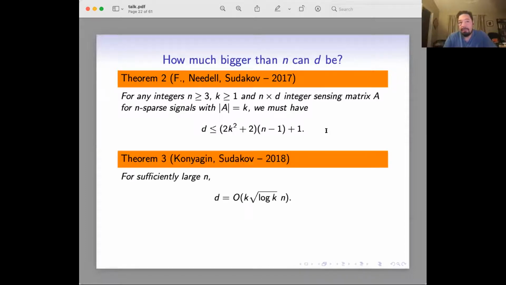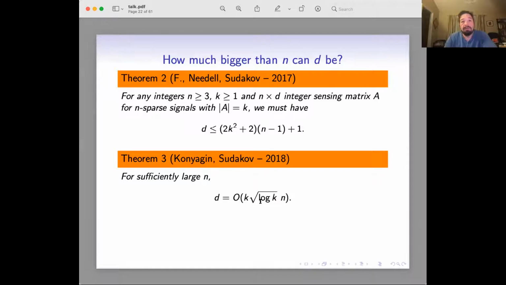Well, that is not optimal. In fact, this result was quickly improved. This bound was improved by Kanyagin and Sudakov just shortly after. So they proved that for sufficiently large n, it's possible to take D to be big O of k times square root of log k times n. So you see it's still linear in n, but an improvement in the sup norm of the matrix.